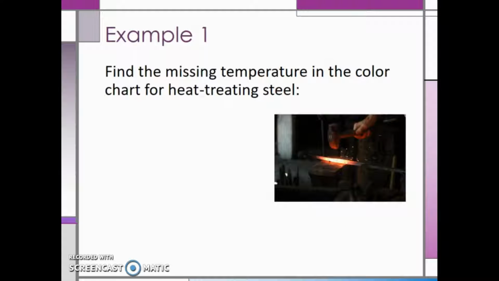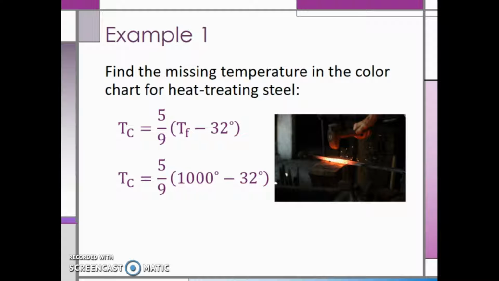Let's take a look at an example of one of these temperature conversions. We want to find the missing temperature in the color chart that we saw a couple of slides back for heat treating steel. The Fahrenheit temperature for heat treating steel was 1000 degrees Fahrenheit. If we want to convert from Fahrenheit to Celsius, we will take 5/9 multiplied by the Fahrenheit temperature minus 32. Substituting in 1000 degrees Fahrenheit, we can type this in our calculators, and you should end up with 538 degrees Celsius. In the next video, we will take a look at heat.